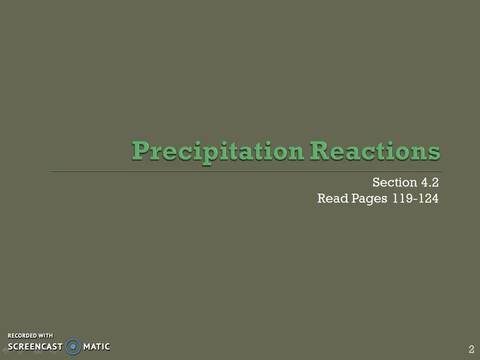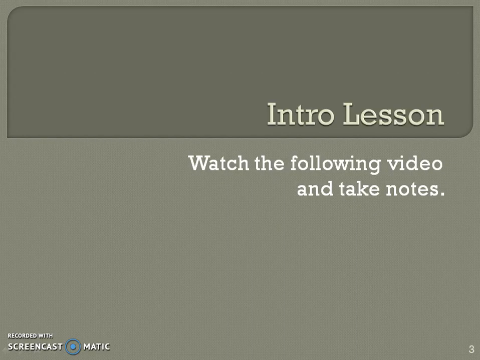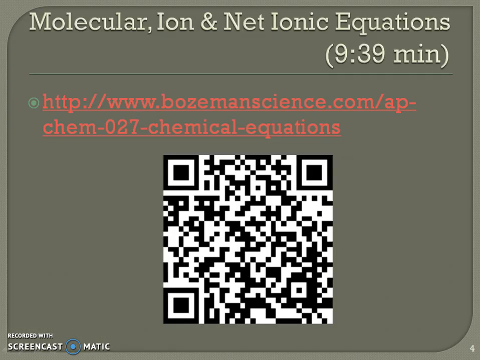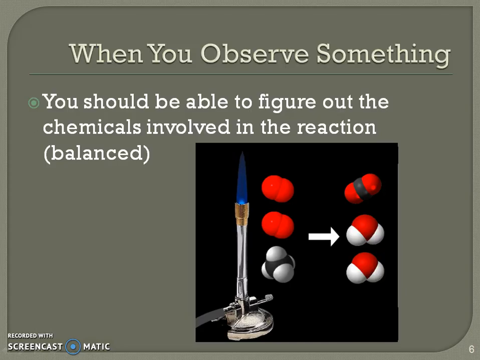This is Mrs. O'Neill for AP Chemistry, Chapter 4, Section 2, Precipitation Reactions. You should have watched that intro lesson on molecular and net ionic equations. Here are my notes, but I am going to go through these rather quickly because you should have learned this stuff in Chem 1. So this should be review.